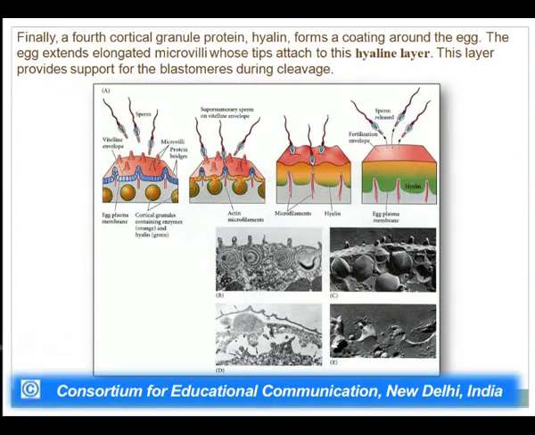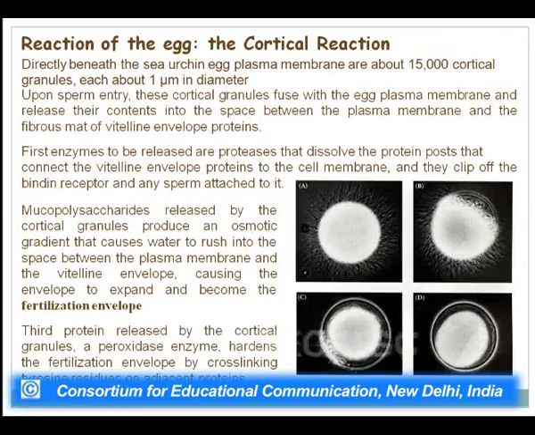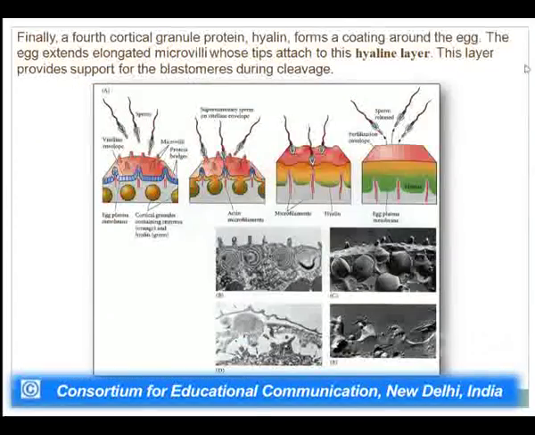The fourth cortical granule protein is termed hyaline. It forms a coating around the egg. So the fertilization envelope hardens because of the mucopolysaccharide and because of the peroxidase enzymes that are released, and apart from that, this hyaline also provides stability and rigidity to the fertilization envelope. The egg extends elongated microvilli whose tips attach to this hyaline layer. This layer provides support for the blastomeres during cleavage.